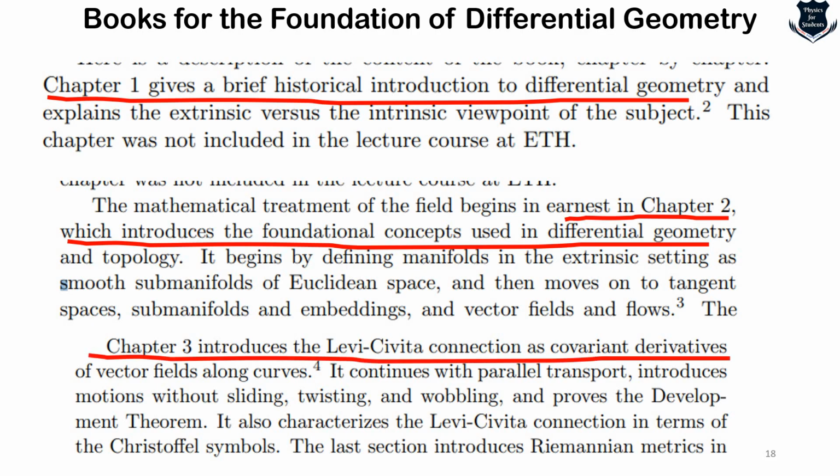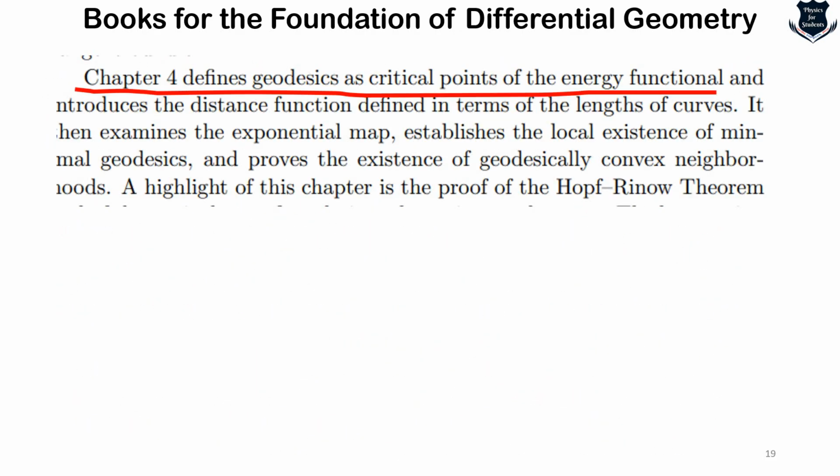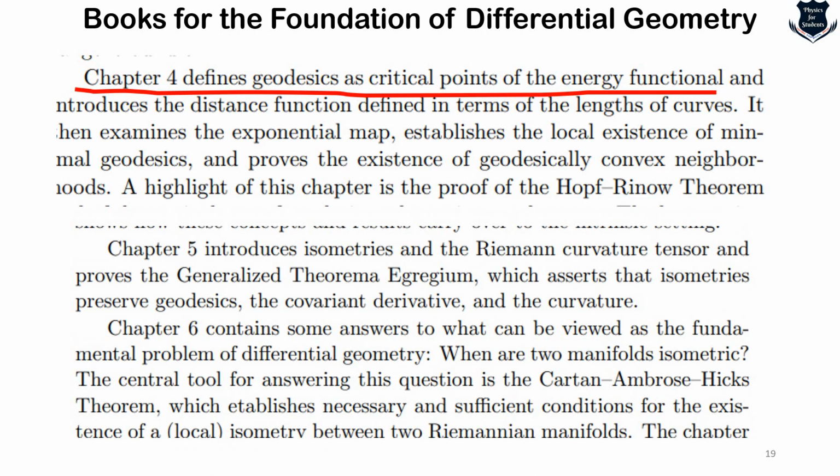Then it comes with the third part, which I told you is the connection. You see, this is the way it is arranged. So Levi-Civita connection, covariant derivative, vector fields, etc. So 1, 2, 3, three chapters are done. Fourth chapter, obviously, comes with the geodesic part and it defines the length of curves, etc. Then chapter 5 introduces what are called isometries, as I told you, the curvature tensors. So the Riemann curvature tensors, the generalized Gauss's theorem, theorema egregium.